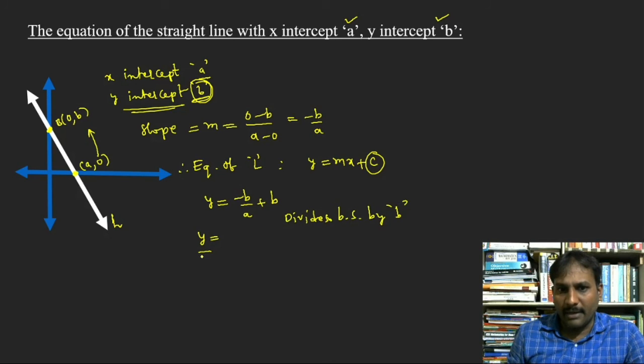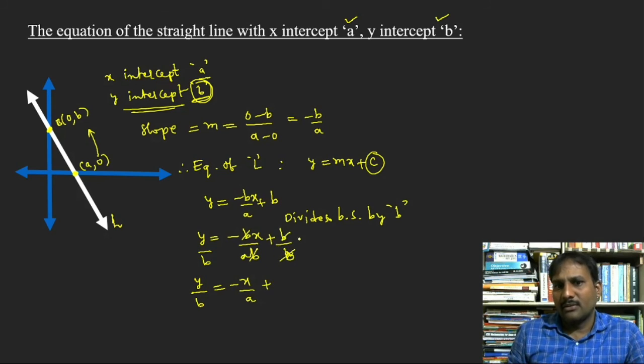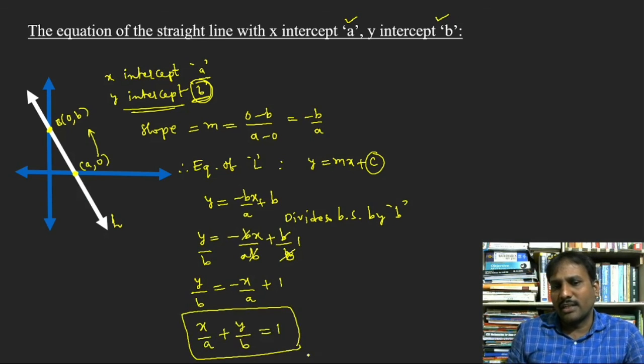So what you will get? Y by b is equal to minus b by ab plus b by b. This b gets cancelled. Here we have x also, mx plus c, x also we have. So what we have here, y by b is equal to minus x by a plus b by b. So this is 1 is equal to 1. Now let us send this x term to the left side. You will get it as x by a plus y by b is equal to 1. So this is two intercepts form. This is the equation of the line x by a plus y by b is equal to 1, where a is the x-intercept, b is the y-intercept.